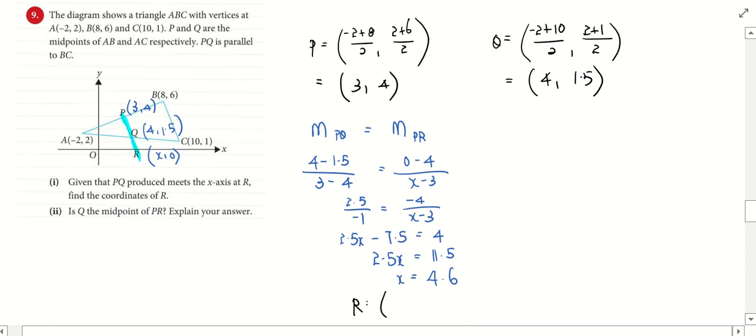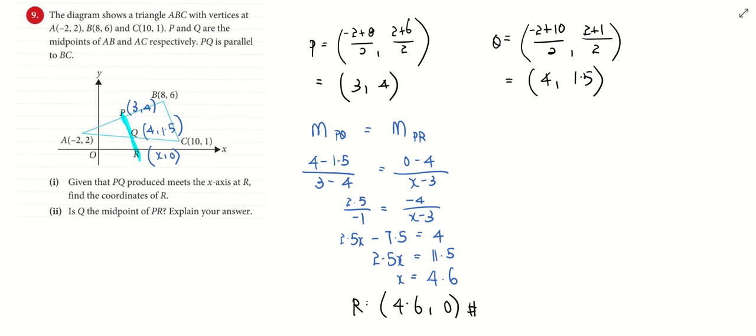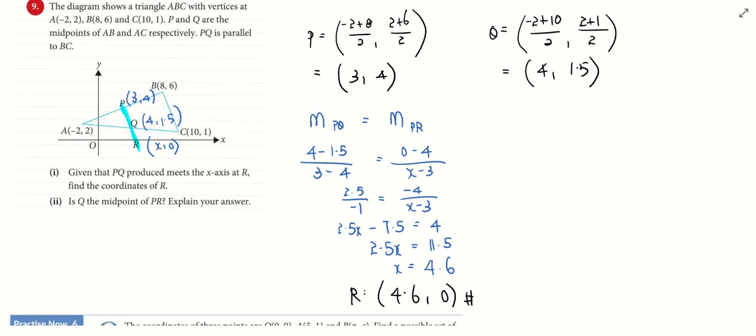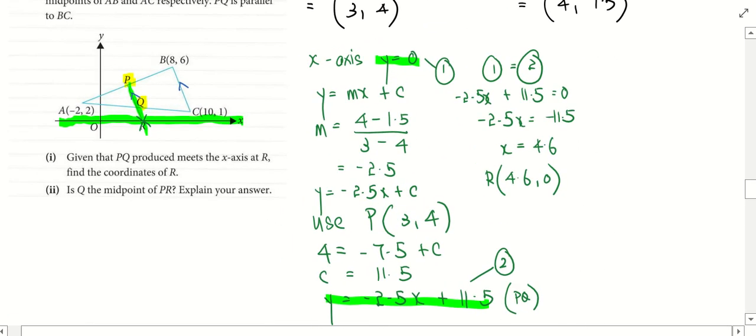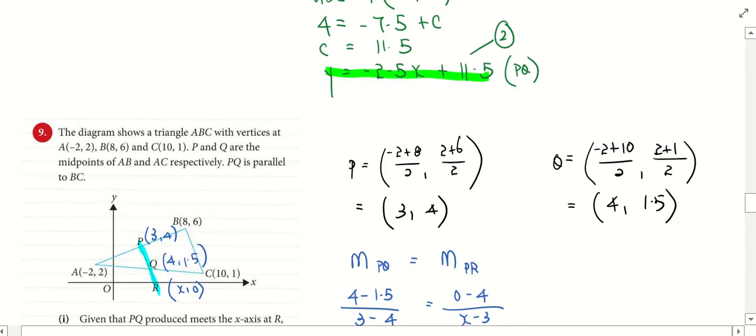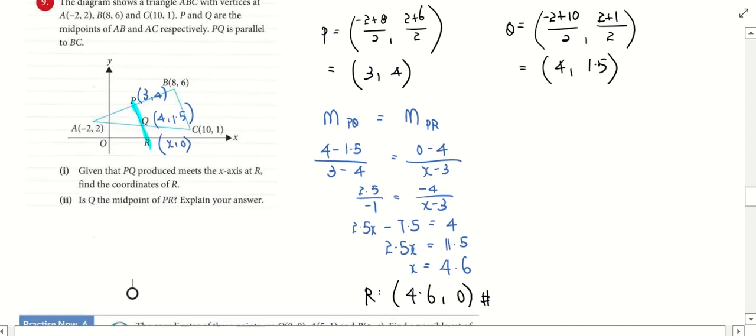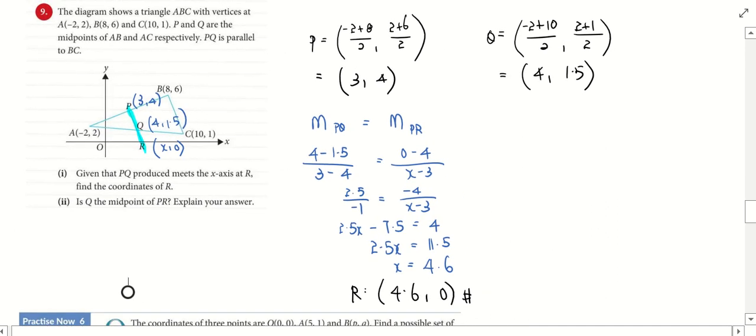Again, I can write down the coordinates of R in this case. So there are two different methods here. One is based on the fact that it's the intersection of two lines. This method usually works for all unknown points that you need to find. But in this particular question, since all three points are collinear, we can use the fact that the gradient is the same to solve for the unknown point.